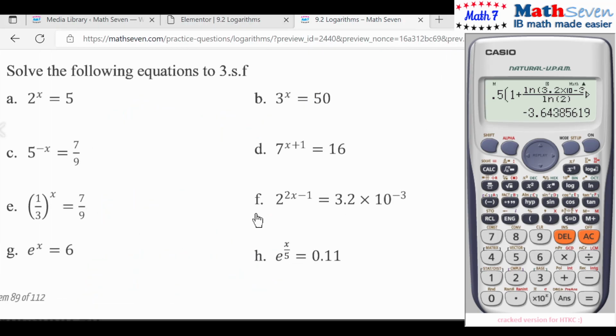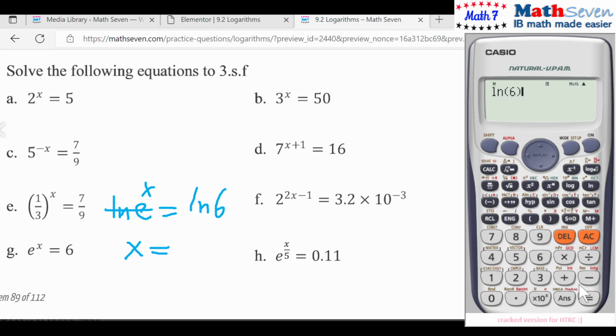Okay, now for part G, you give it ln again. Now ln and e cancel each other, right? ln 6. So these cancel each other and you have x equals ln 6. What's ln 6? You go to the calculator, AC, do ln 6, take it to 3 significant figures, it comes out 1.79. Done. 1.79, check the mark scheme. Straightforward questions.